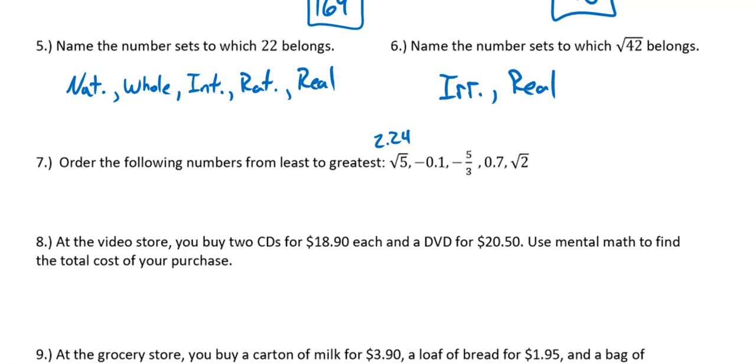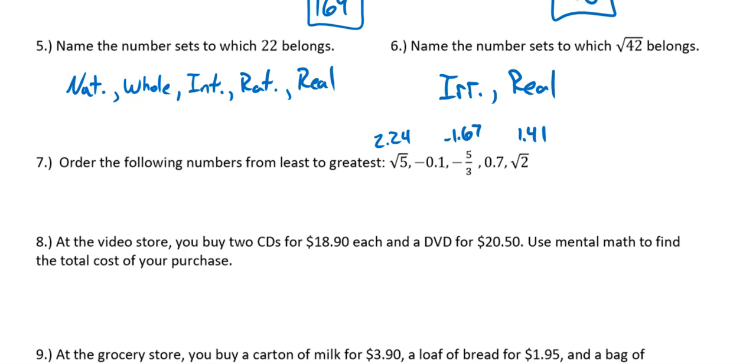That next one's already a decimal. The negative 5 over 3 becomes a negative 1.67. 0.7 is already good. And then I just punch in the square root of 2. And so once these are all written in this decimal format, they're a lot easier to compare.